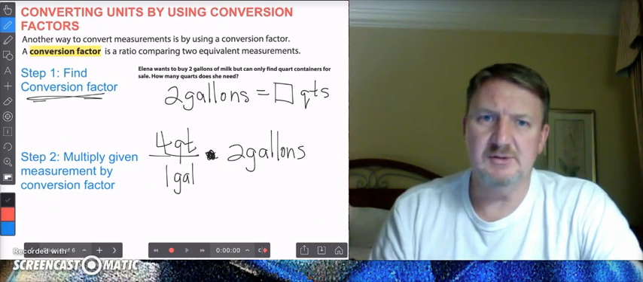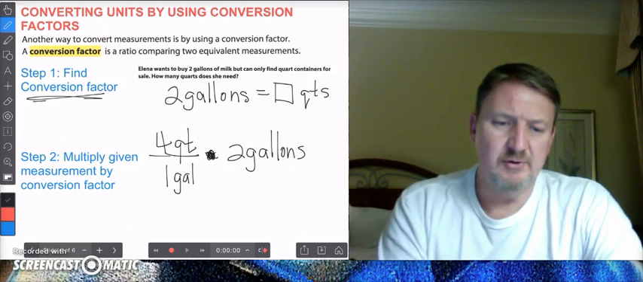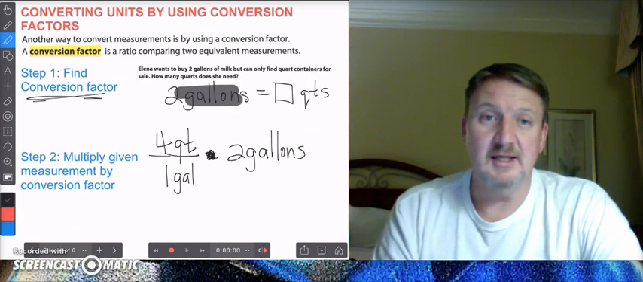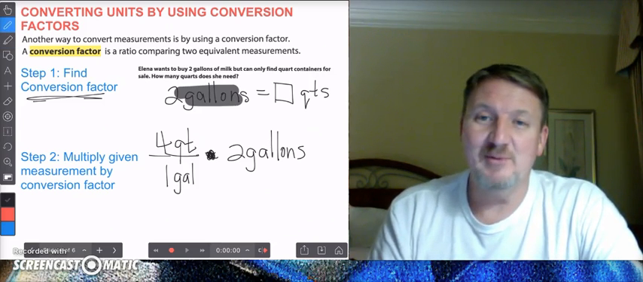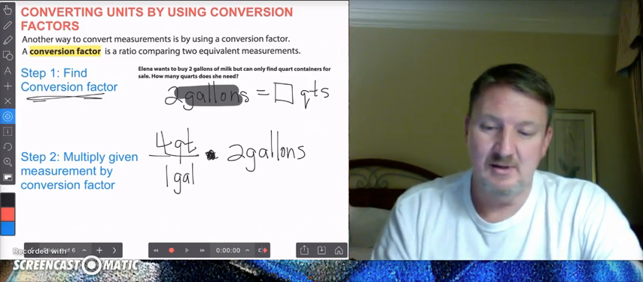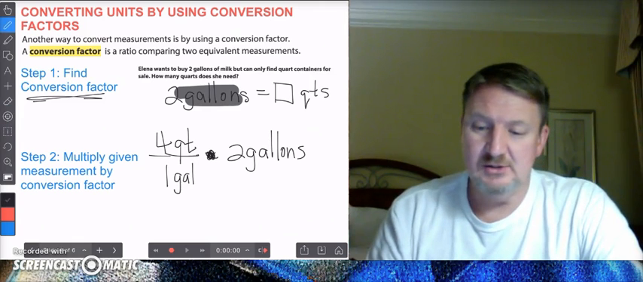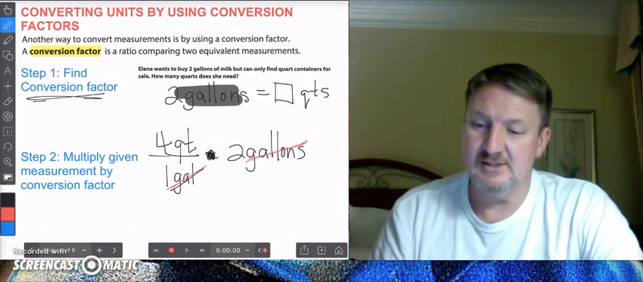Okay, so now here's how this works. When you have your conversion factor here, I want to multiply by gallons. Okay, so that means I want to have my gallons on the bottom here. Because what's going to happen is you're going to cancel your gallons out. You're going to cancel that gallons out with that gallons there.